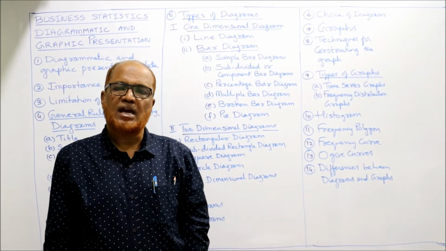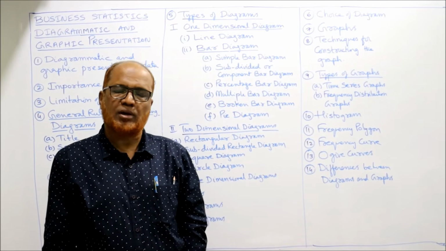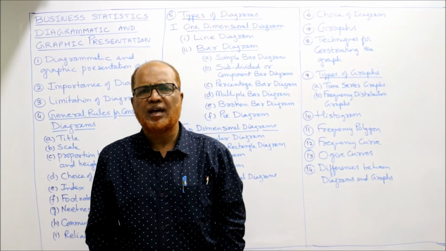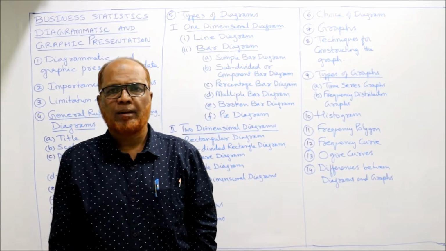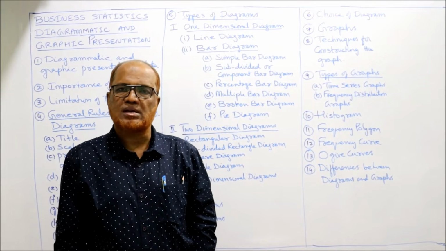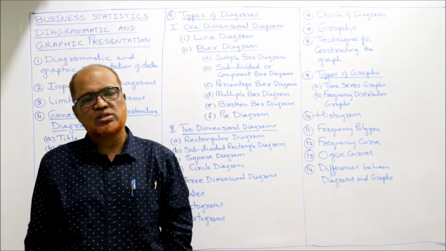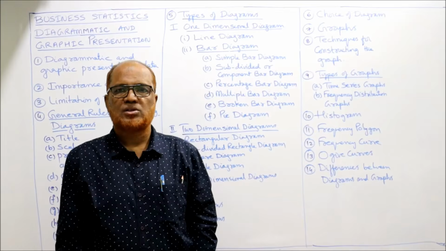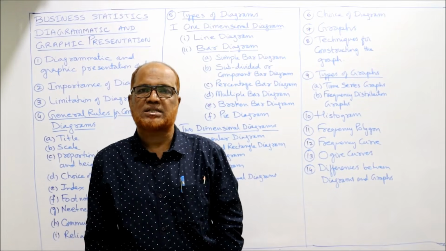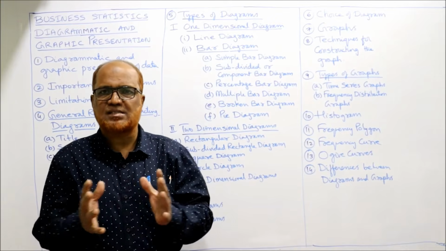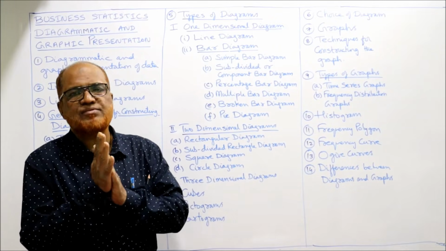Diagrams can be understood by anyone, whether literate or illiterate. Anybody can understand a diagram. But graphic presentation requires some knowledge. If a person has some knowledge about graphs, he will be able to understand them better. So graphs are a little bit complicated, whereas diagrams are easy to understand. So some differences are there between graphs and diagrams.